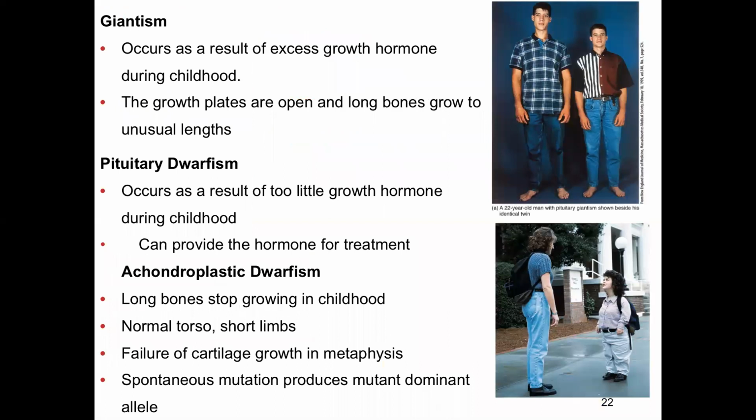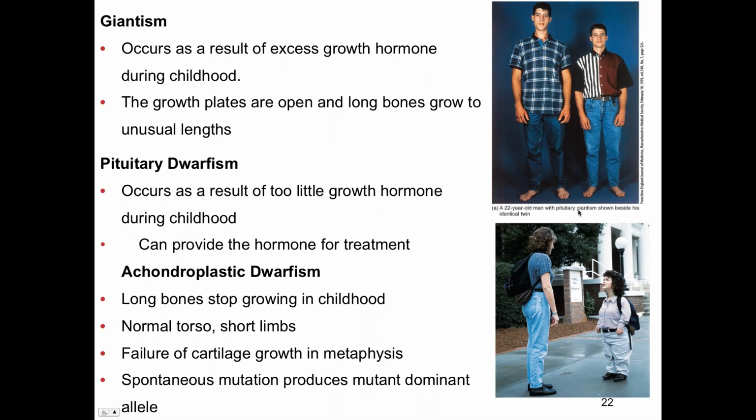Now, giantism and dwarfism. Giantism occurs as a result of excess growth hormone during childhood. This is because the growth plates, or the epiphyseal plates, are open. I'm going to talk about what those are in a sec. This allows long bones to grow to unusual lengths. So these two are actually twins, and you can sort of see the difference in the proportioning here. One has giantism and one does not.